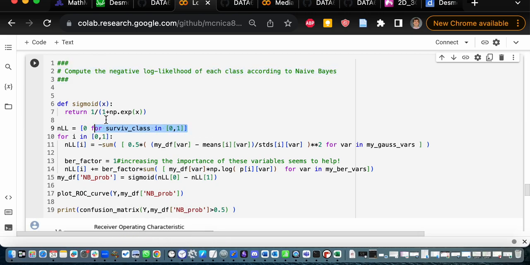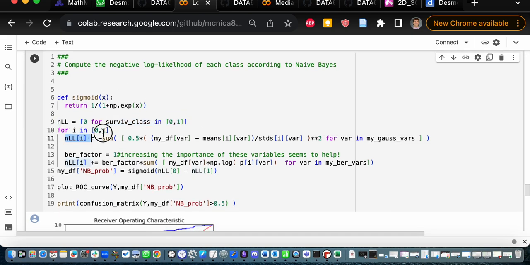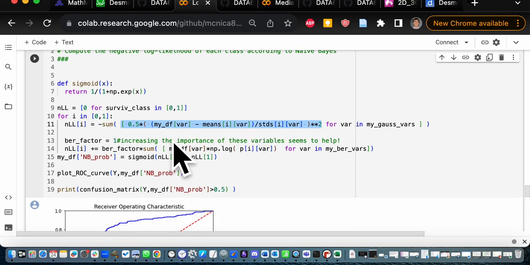Okay, so go through all the classes and calculate the negative log likelihood for each thing, right? This is using the formula for the Gaussian variables. It's using one half times the difference of means squared divided by the standard deviation. That's the Gaussian likelihood formula. For the Bernoullis, it's using the cross entropy loss, right? The p times log p.